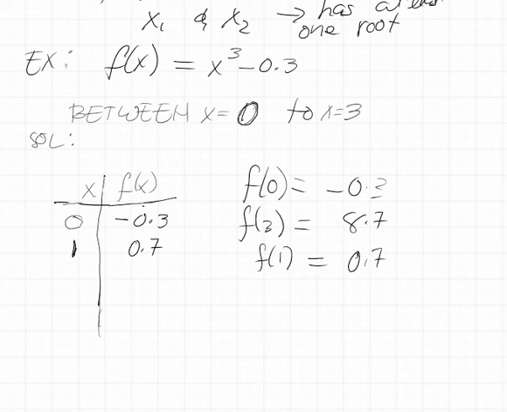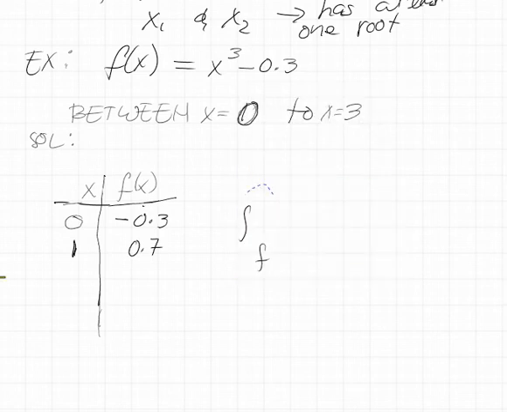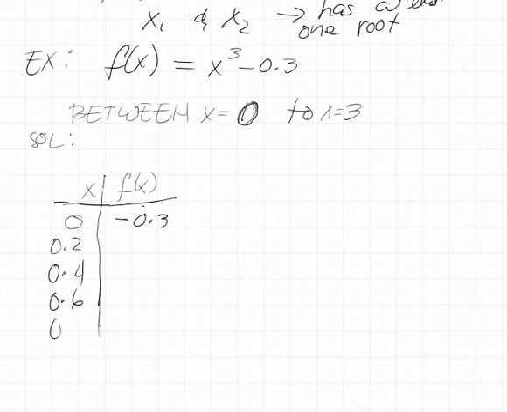So what we do next again is to decrease the number of intervals. If we decrease the number of intervals, instead of 0 to 1, we can put here 0, 0.2, 0.4, 0.6, 0.7, 0.8, then 1.